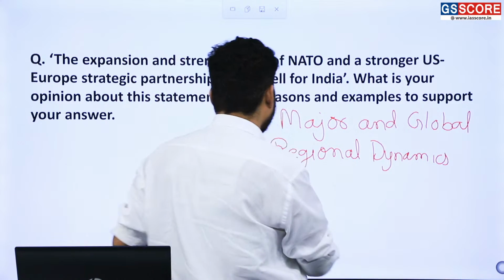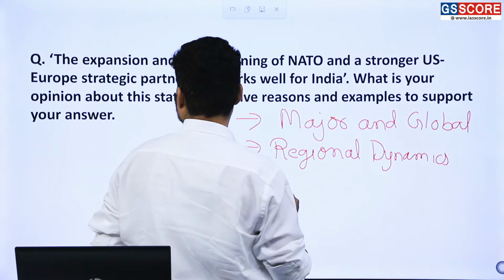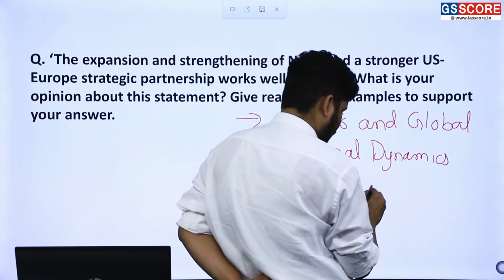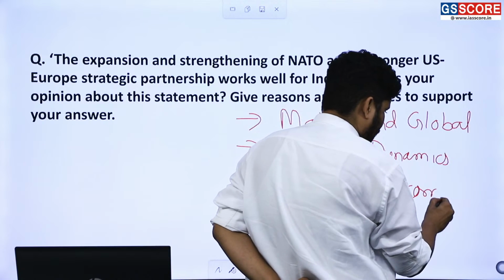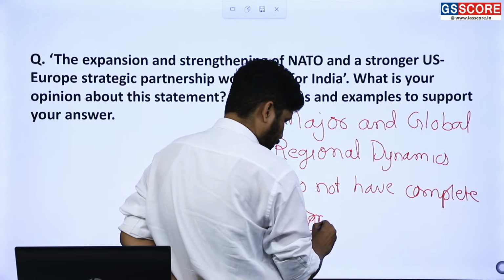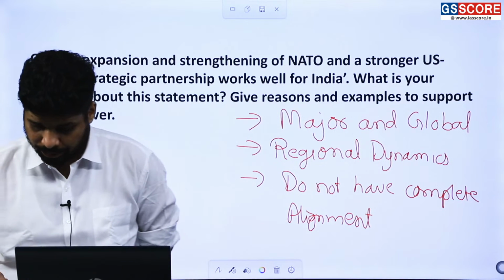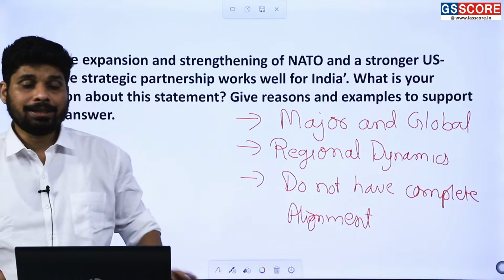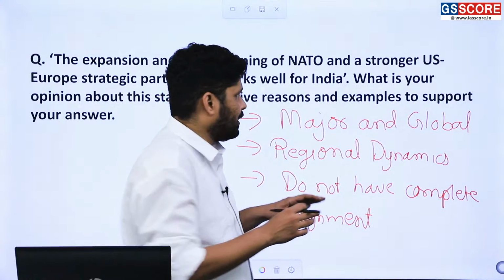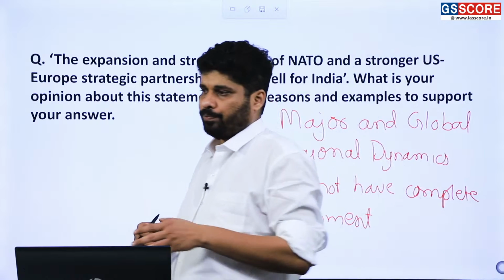we also, to a certain extent, do not have complete alignment of interest with the West. There are some positions of India that the West may not agree with, and there are some positions of the West that India does not agree with. So in this situation, it is better to carry out an independent path. So what will be your opinion with respect to India's close partnership with NATO?